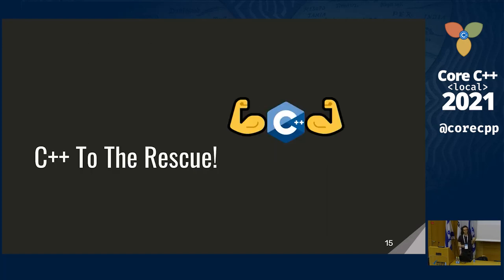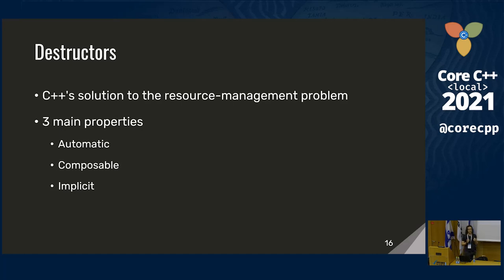Well, C++ has a solution to all that. Destructors. In C++, all resources are managed using destructors. They have three main properties that are of interest to us. First, they're automatic, then they're composable, and they're implicit.